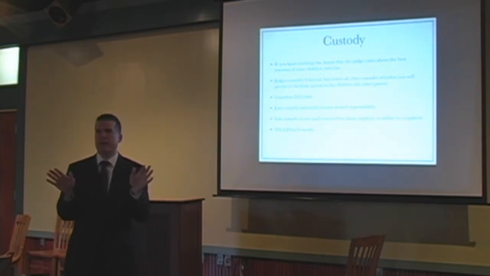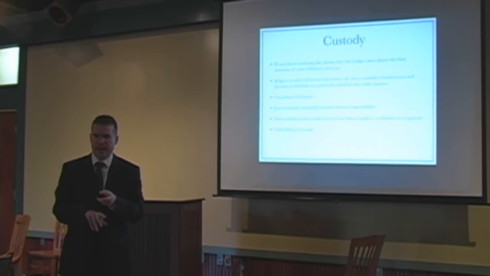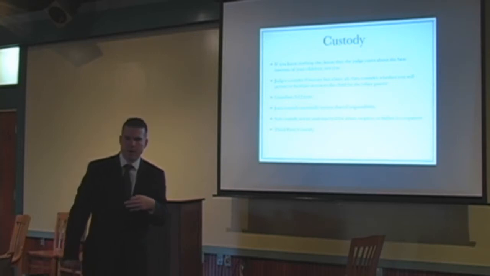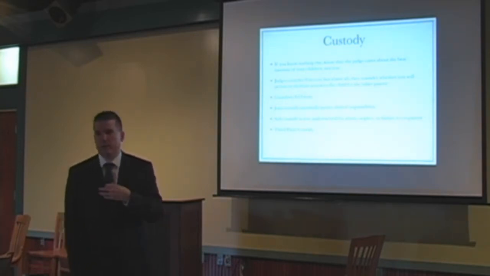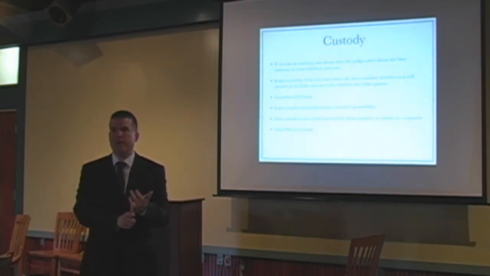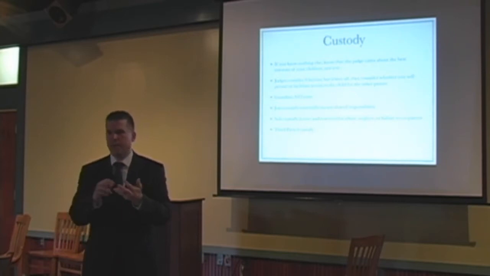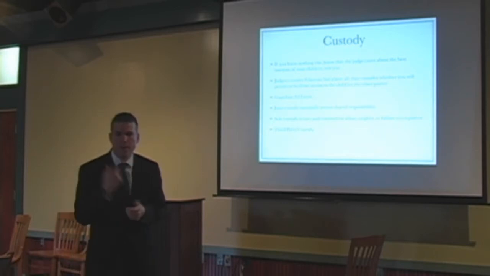The number one thing I care about, the number one most important factor, is which parent is more willing to facilitate contact with the other parent. There are 6 other factors, and those include mental health of the parents, the child's adjustment to the home and community, and things of that nature. But the number one most important is which parent is more willing to facilitate contact with the other.